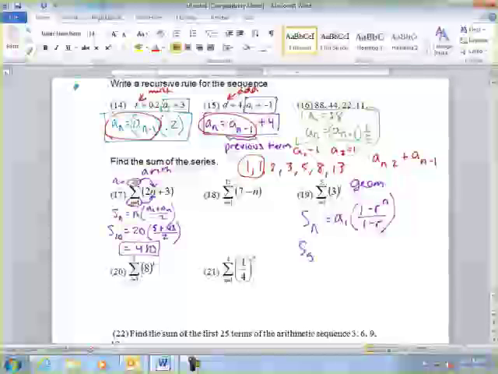N on this one is 5. That top number gives our n value. A sub 1 is found by plugging in the bottom. So 3 to the first is 3. 1 minus, how do I know what r is? It's the one in the parentheses. It's the one that has the exponent. Whatever the base of the exponent is, that's our r value. And n is 5.